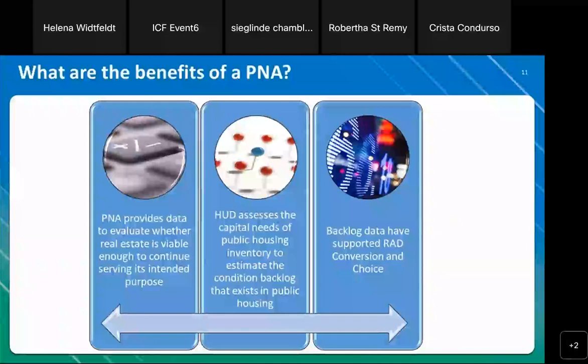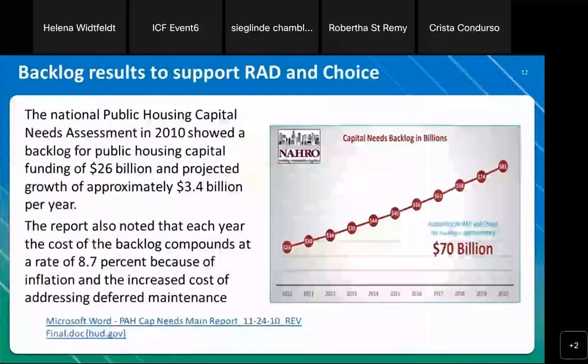It also shows, or has been used for, backlog data to support RAD conversion. So think of the administration and the Appropriations Act and how we can help our constituents to actually make a point on why more funding should be made available for these particular efforts. Next slide, please. So here's an excerpt, and it's a more recent excerpt.